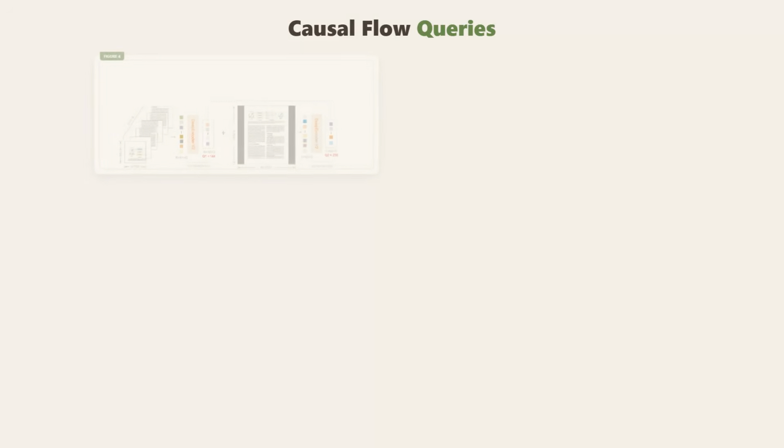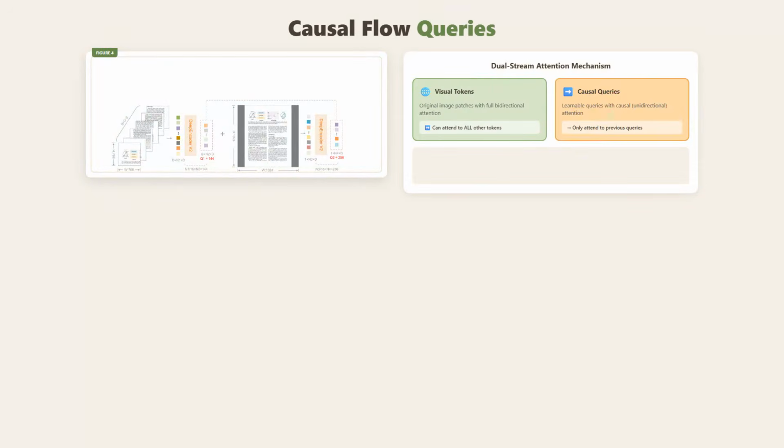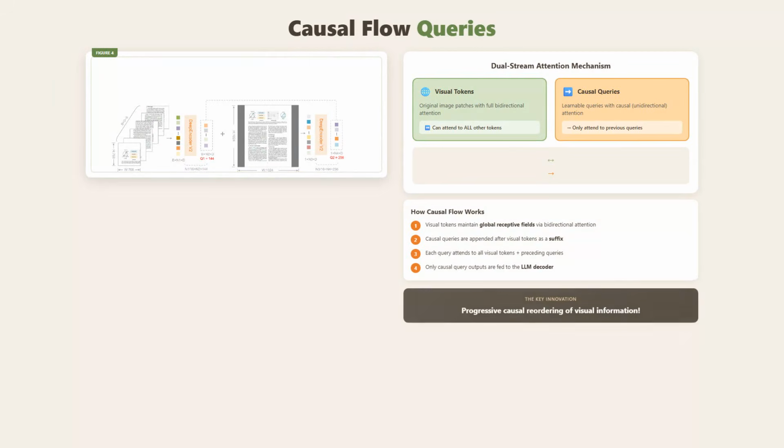Now we get to the heart of DeepSeek-OCR 2's innovation, Causal Flow Queries. This is a dual-stream attention mechanism that combines the best of both worlds. The first stream handles visual tokens using bidirectional attention, just like a vision transformer. Every visual token can see every other visual token, giving the model a global understanding of the entire image. The second stream introduces learnable causal queries. These queries are appended after the visual tokens and use unidirectional attention. Each query can see all the visual tokens plus any previous queries, but not future queries. Sound familiar? This is exactly how language models work.